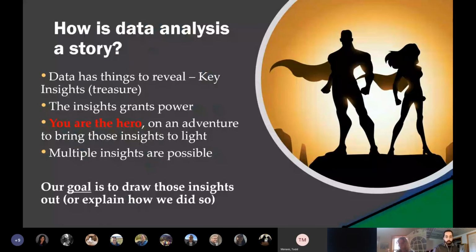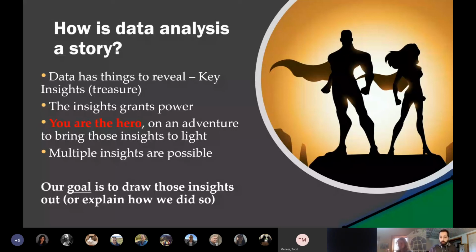All right, so the fundamental question is, how is data analysis at all like a story? Well, there is treasure. There are things that the data is hiding from us, and those are key insights. So whenever you're doing an analysis of a data set, whether that be information from a database, whether that be looking at survey results, there are insights that you're looking to withdraw. What's nice about surveys is that you can specifically seek that information, but you still have to do the data analysis to pull out those key insights.